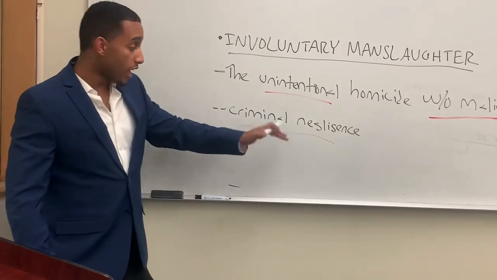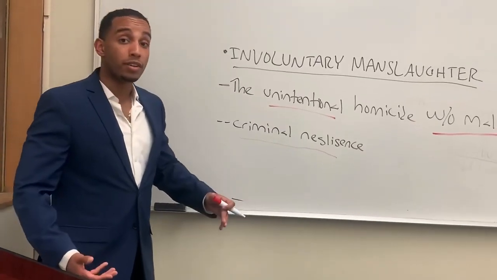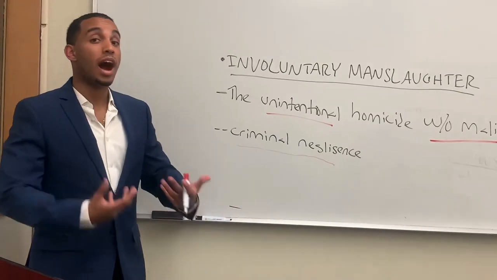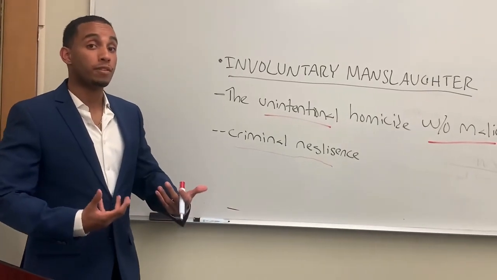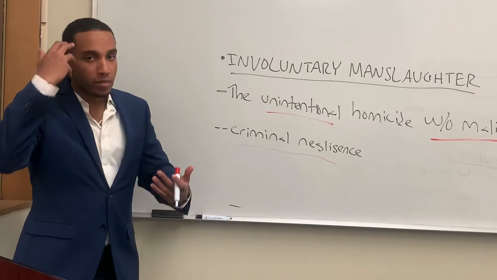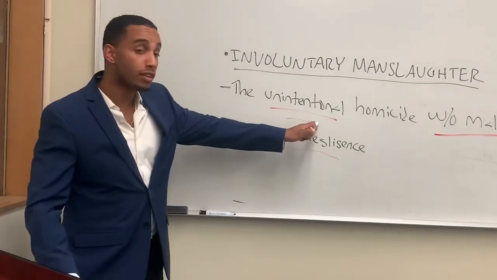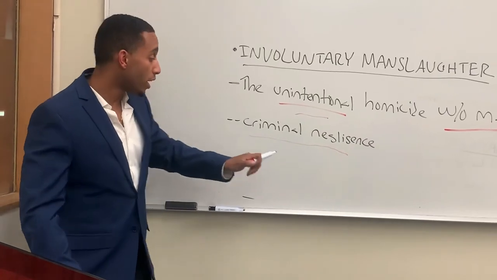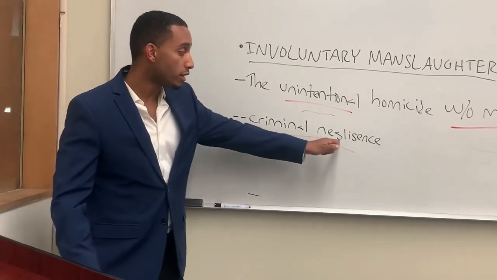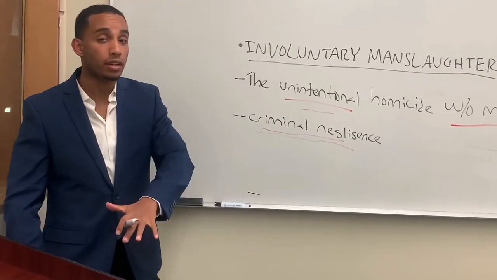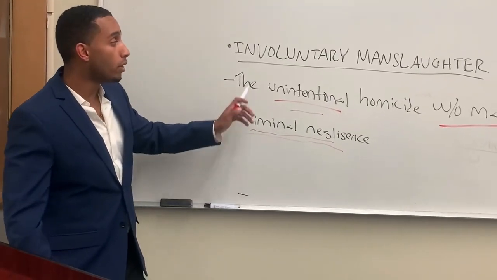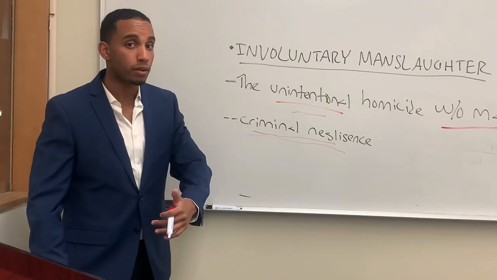Okay? An example of this is a mother neglecting to breastfeed her child, and her child ends up dying because she did not properly feed her kid. She did not mean to kill her kid. She didn't have the intent. She unintentionally caused the homicide of her child, but because she was criminally negligent by not feeding her child properly, the child unfortunately died. That is an example of involuntary manslaughter.